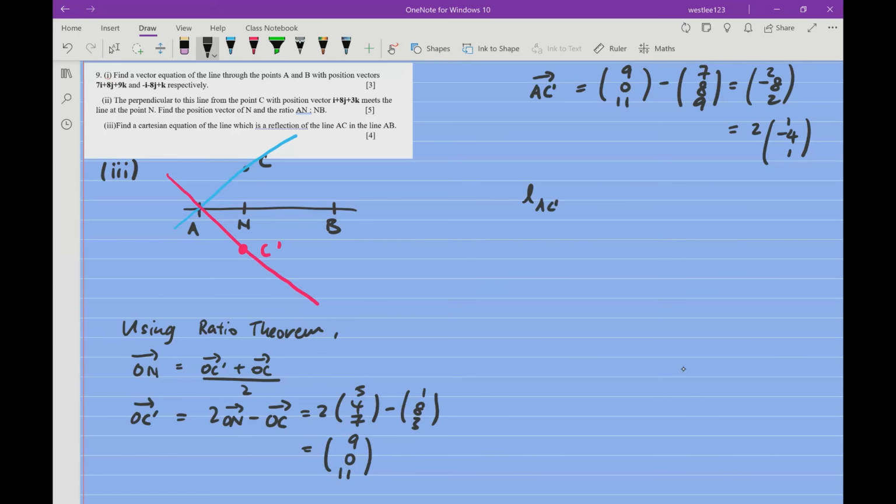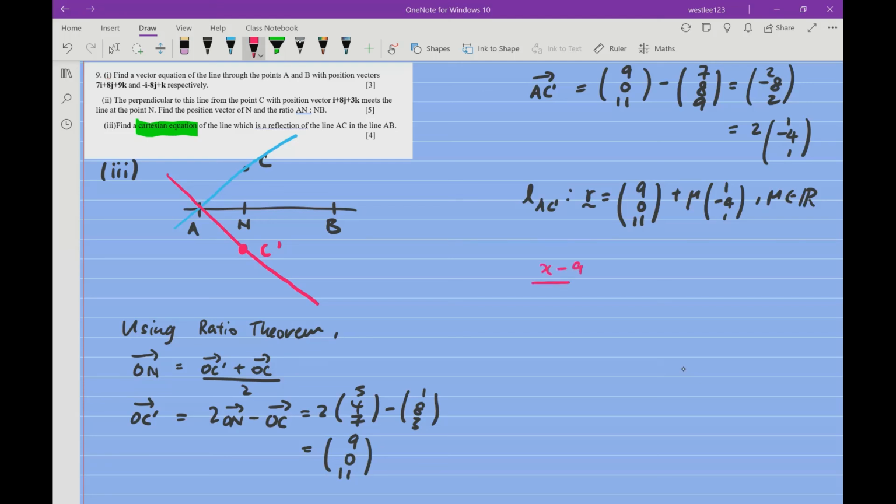Then for the line AC prime, r equals 9, 0, 11. So this is a position vector of the line. You can either use C prime, like what I'm doing right now, or if you want to use point A, it is all right, plus mu, because lambda has been used already, so we will be using mu instead, directional vector, where mu belongs to real numbers. Okay, so this is the equation of the line, but the question wants us to give it in Cartesian form. So we need to do one more step.